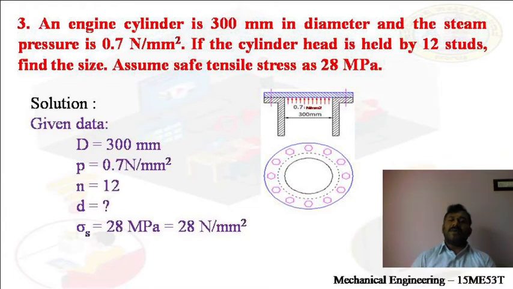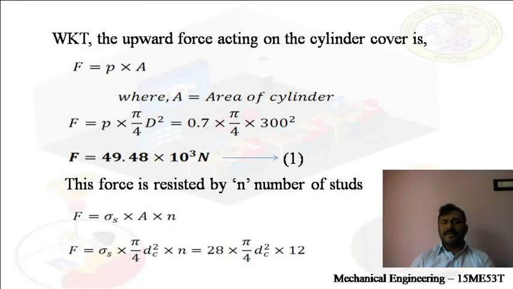First, we are going to calculate the upward force acting on the cylinder cover. That is pressure into area, where A is the area of the cylinder. That is equal to small p into pi by 4 capital D square. Here, don't get confused with small letter d and capital letter D. Small letter d corresponds to the major diameter and capital letter D corresponds to the diameter of the cylinder. Substitute the known values: 0.7 into pi by 4 into 300 square. On calculating this, you will get 49.48 into 10 raised to 3 Newton. I will consider this as equation number 1.